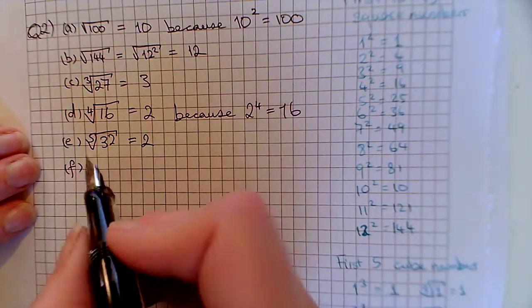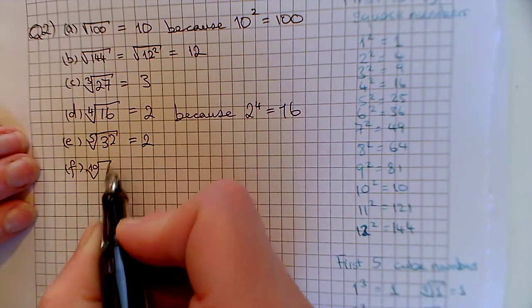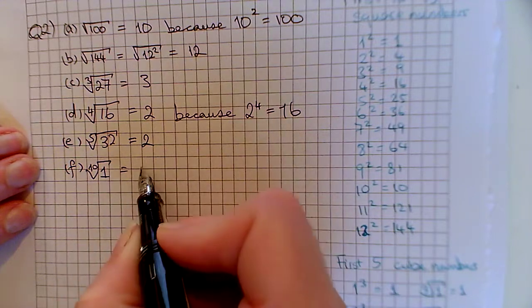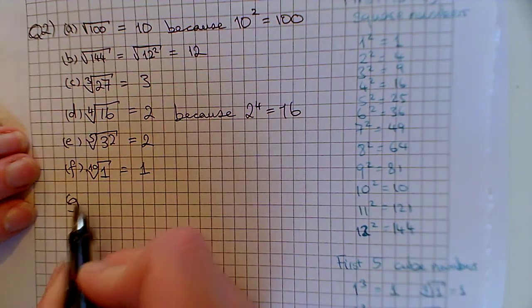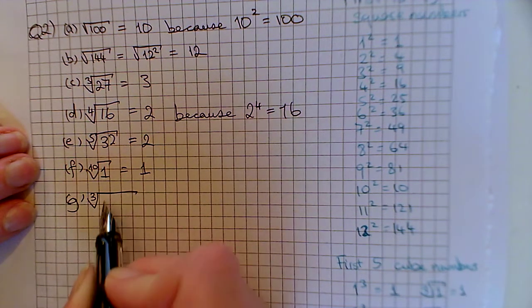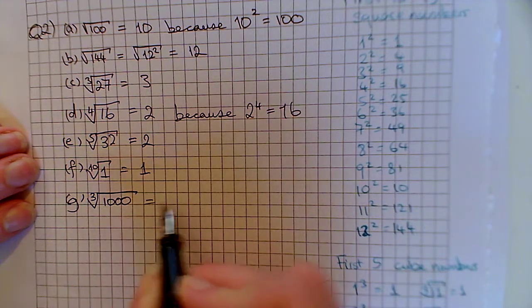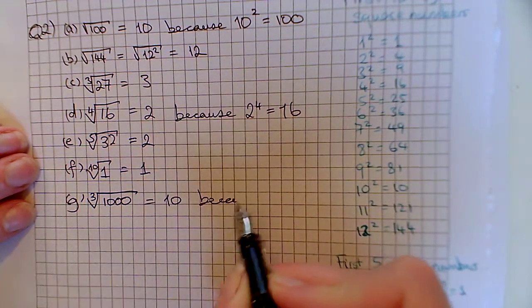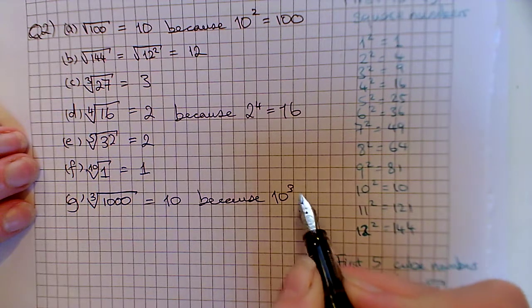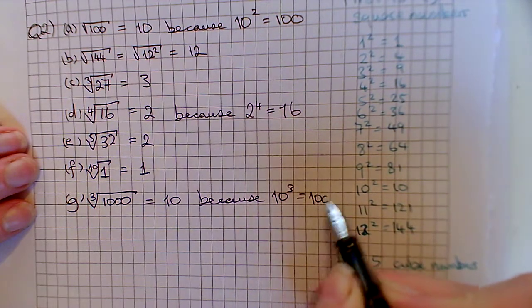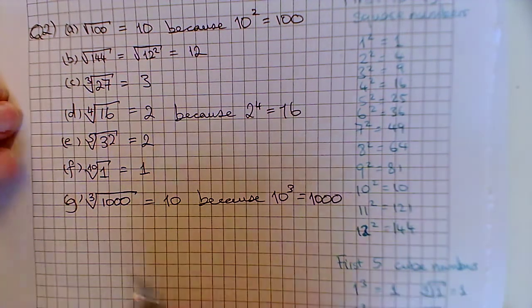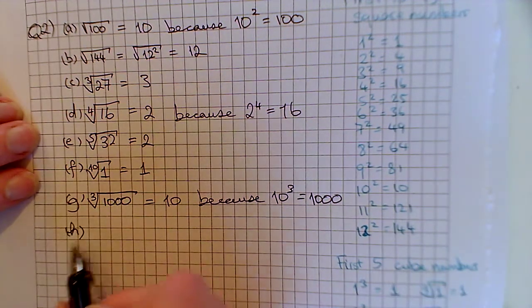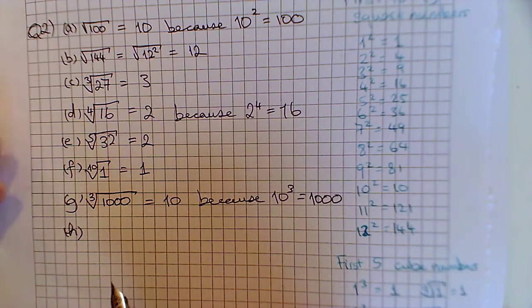Part F, the 10th root of 1. Well, 1 to the power of 10 is still 1. So 1 to any power is just 1, regardless. The cube root of 1000, that's 10, again because 10 cubed is 1000. So our powers of 10 are very easy. We just stick on that number of zeros. So then they do expect you to know the roots of those.